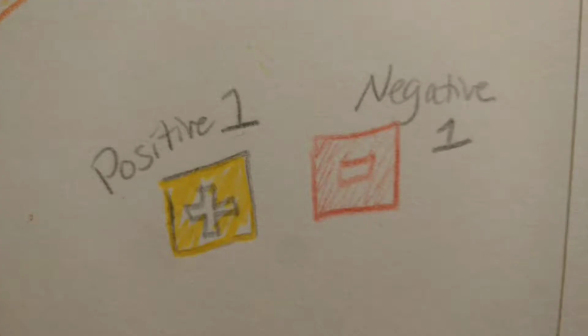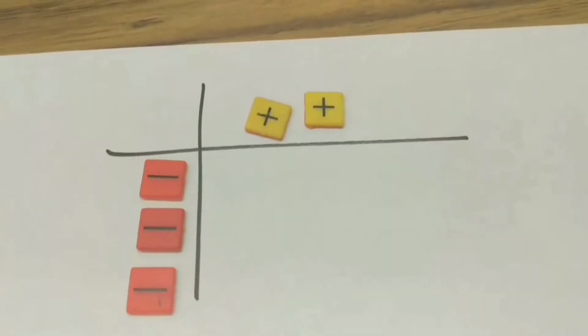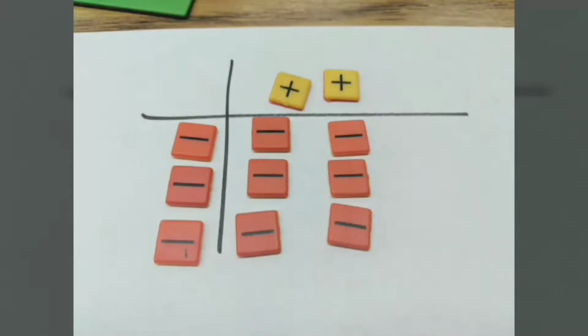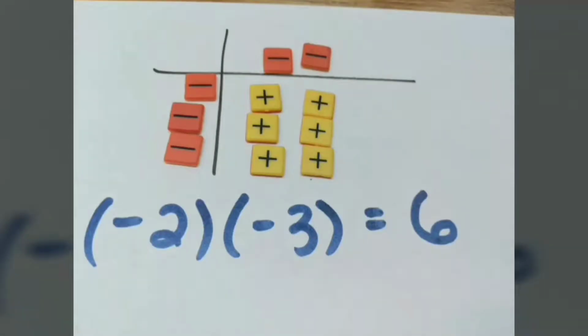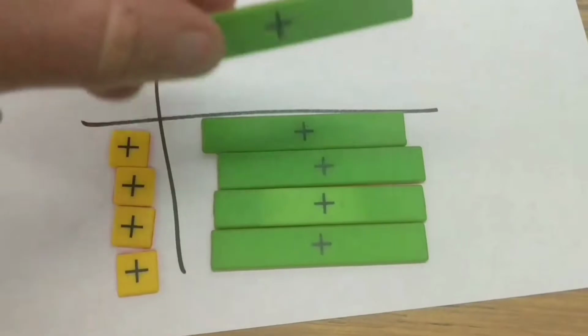So the algebra tiles actually have 2 different sides, the positive yellow and the negative, the red. So if we're multiplying by a negative, we're going to take everything on the inside and flip it over. And then if you multiply it by another negative, the same thing is going to happen. You're going to flip it back over to the positive side.